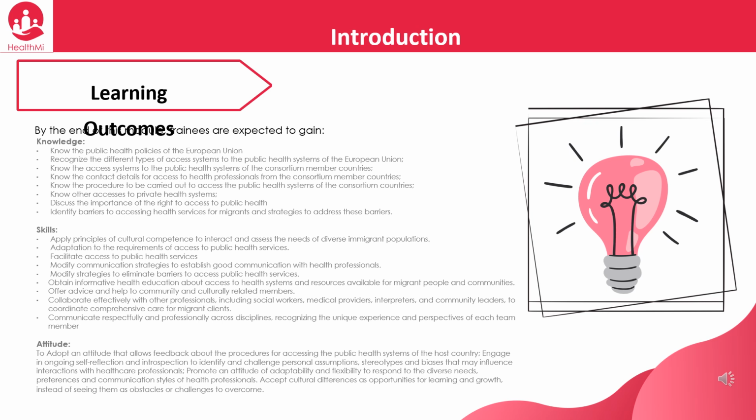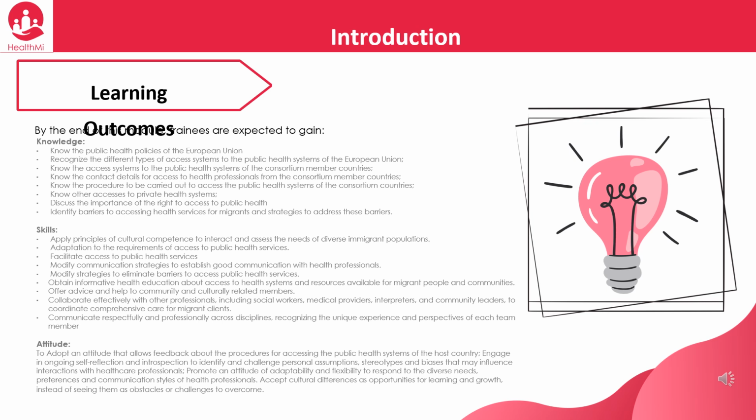Know other accesses to private health systems. Discuss the importance of the right to access to public health. Identify barriers to accessing health services for migrants and strategies to address these barriers. Skills. Apply principles of cultural competence to interact and assess the needs of diverse immigrant populations.